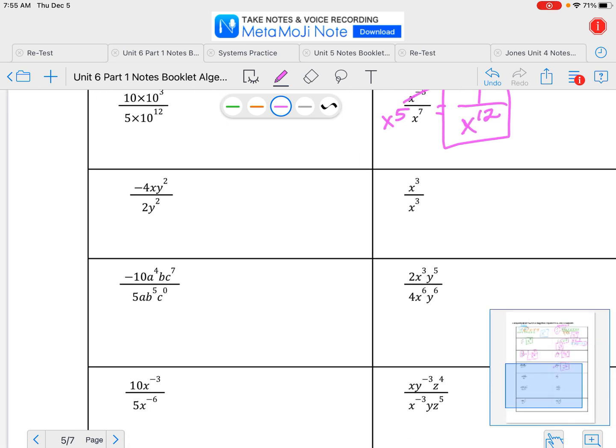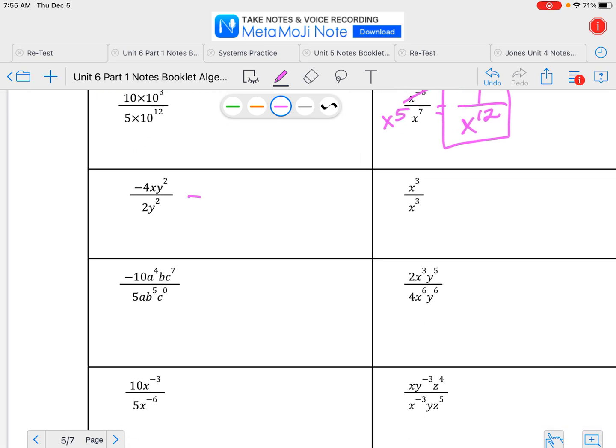Let's look at this one. So negative 4 divided by 2 is negative 2. You always do the numbers first. There's an x, because there's no other x's to combine it with. And look, my y squared's cancel. So there's my answer.